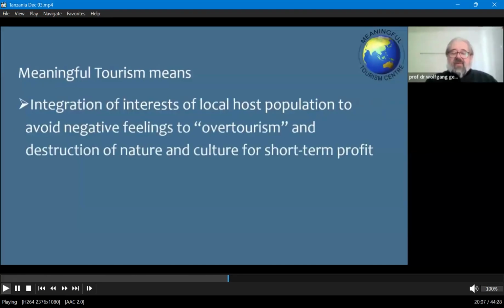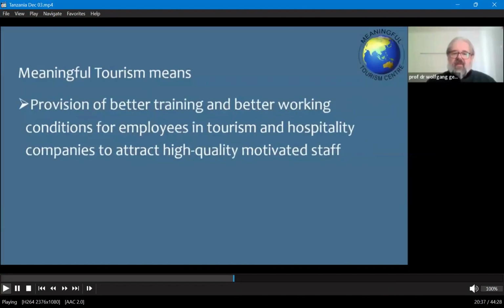And also it means, of course, the integration of the interests of the local host population. So we saw all this overturned protest that they feel that they are suffering, that their nature and culture is destroyed for short-term profit. There have been in Africa a lot of debates also recently about such activities stopping the movement of animals and many other problems.